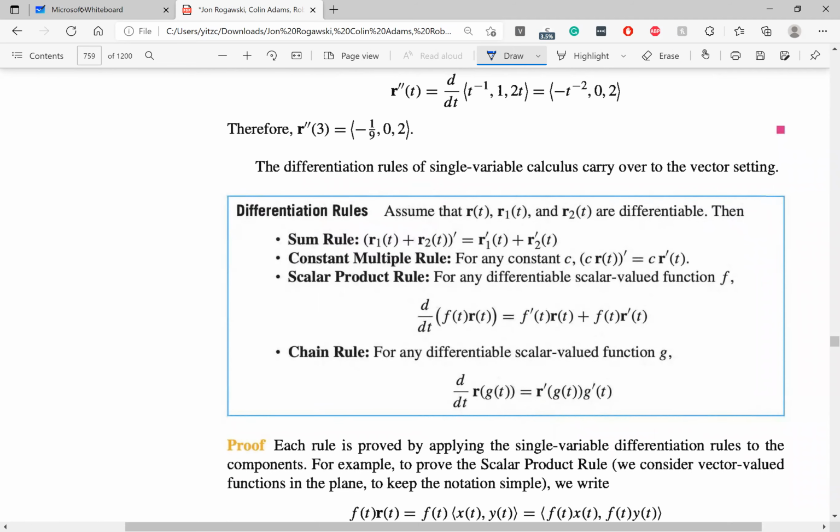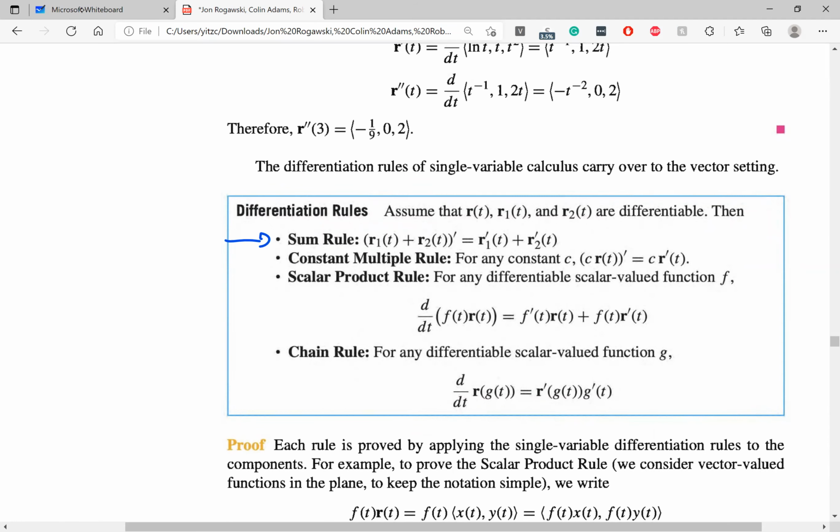So we have the same rules that we had for Calc 1. The derivative of the sum is the derivative of each one individually. If you multiply by a constant for the whole vector valued function, you can take your constant out.